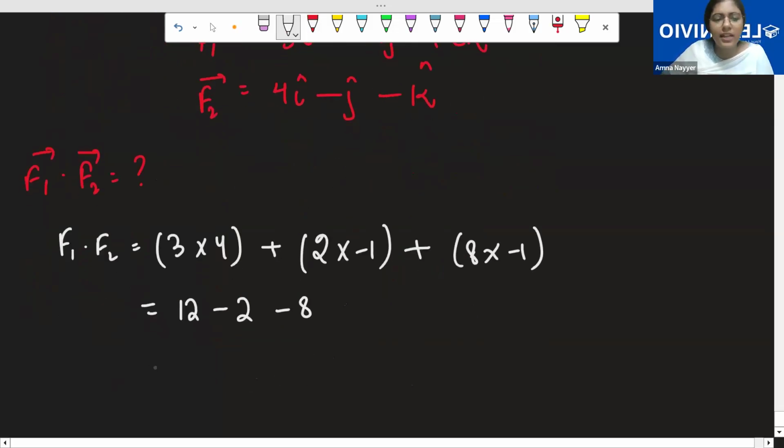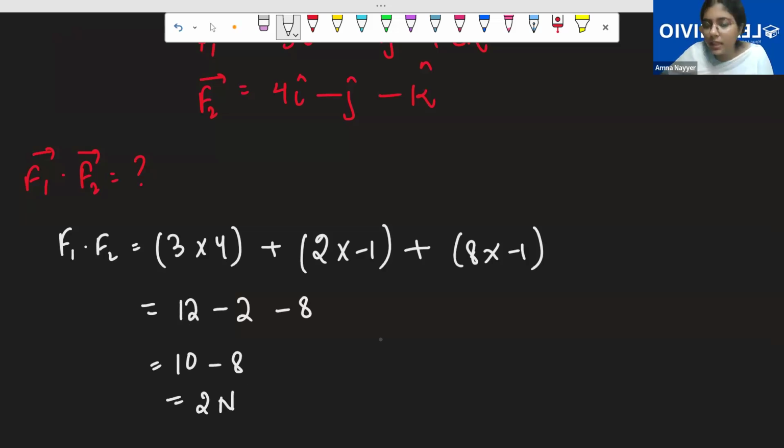That's it. Now see, you have a definite number. 12 minus 2 is 10. 10 minus 8 is 2. So resultant is 2 Newton. That's it. Just multiply and add the terms. Am I clear?